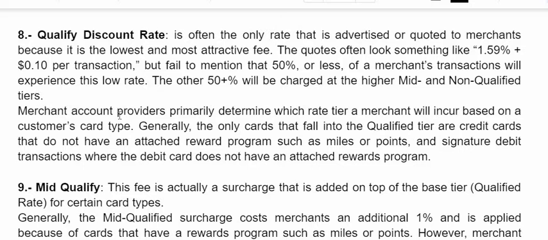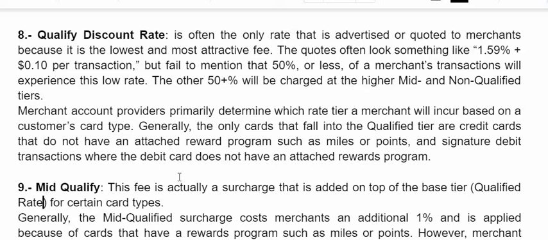Merchant account providers primarily determine which rate tier a merchant will incur based on a customer's card type. Generally, the only cards that fall into the qualified tier are credit cards that do not have an attached reward program such as miles or points, and signature debit transactions where the debit card does not have an attached rewards program.